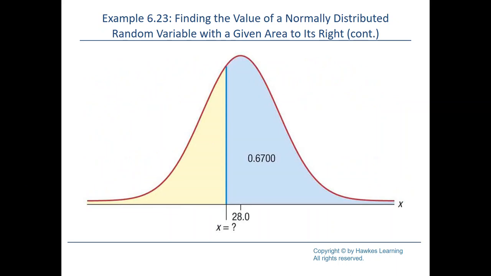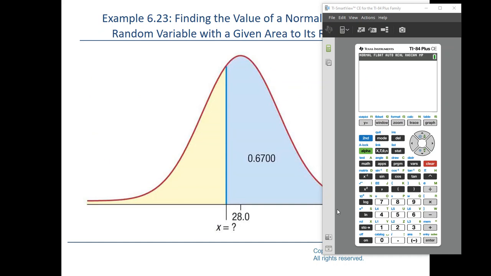Okay, so let's take a peek at the calculator. I've got my calculator up on screen. Second, vars, and number 3 for inverse norm. Now remember when we were doing these earlier, notice that my mean and my standard deviation are 0 and 1. I kept my mean of 0 and my standard deviation of 1 because we were looking for z values. But this time I'm looking for x values instead.